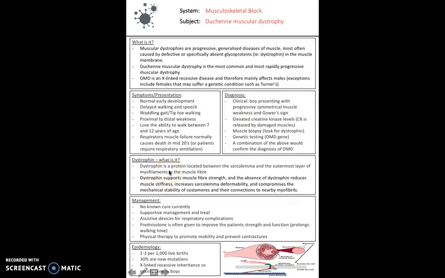So dystrophin is a protein located between the sarcolemma and the outermost layer of the myofilaments in the muscle fibre, and it supports the muscle fibre strength, and therefore the absence of dystrophin causes reduced muscle stiffness and increases sarcolemma deformability. In other words, it compromises mechanical stability and connections to nearby myofibrils as well.